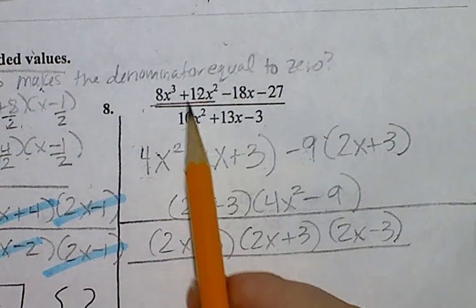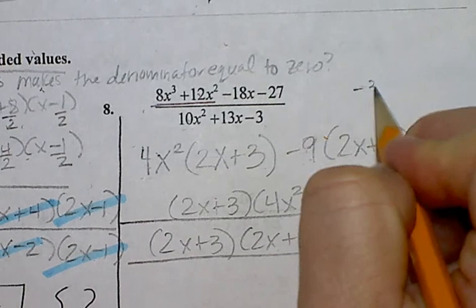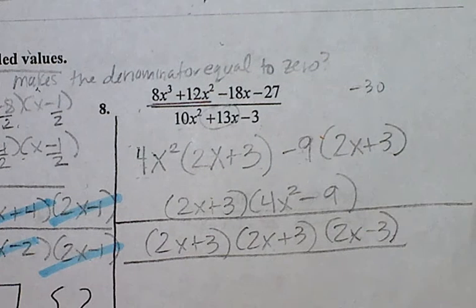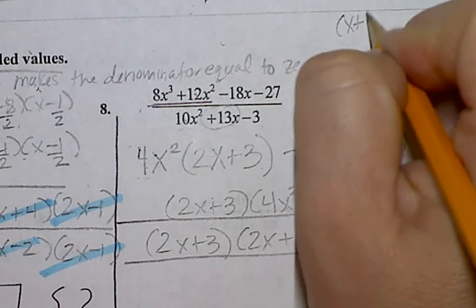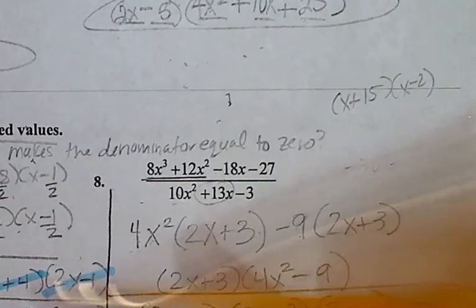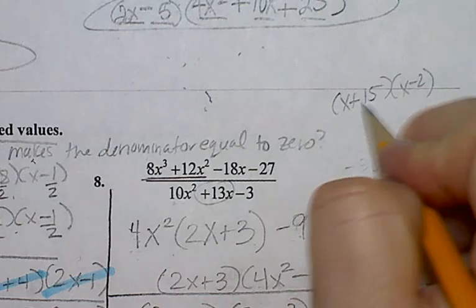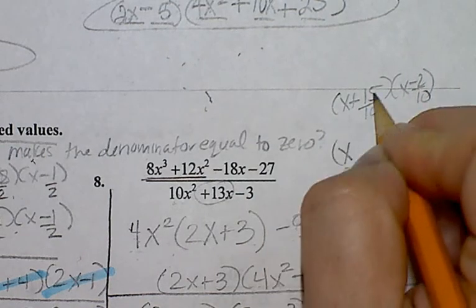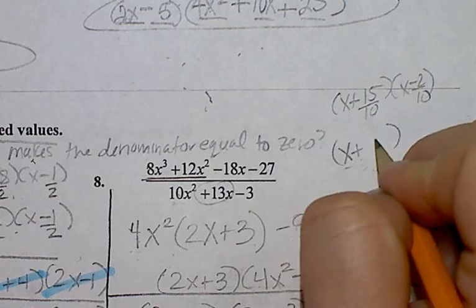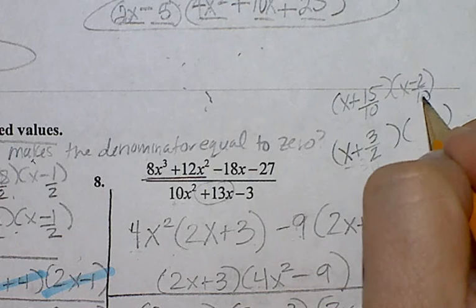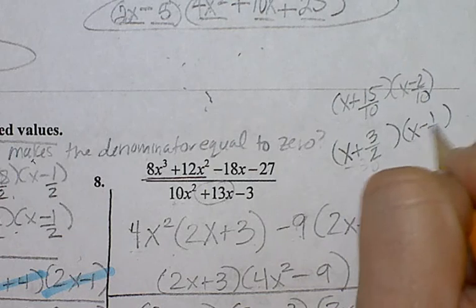So 10 times negative 3 is negative 30. What multiplies to equal negative 30 and combines to give you 13? x plus 15 and x minus 2. Take the leading coefficient, place it underneath both numerical values, and now reduce the fractions. So 15 over 10, when I divide both by 5, equals 3/2. And -2 over 10, when you divide both by 2, equals -1 over 5.